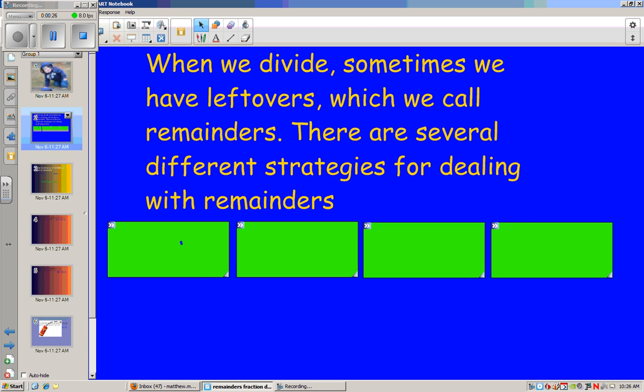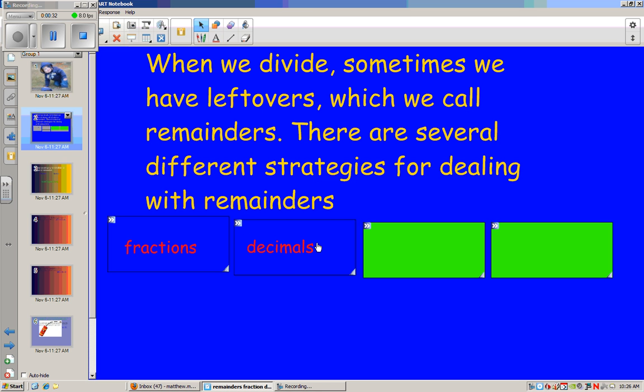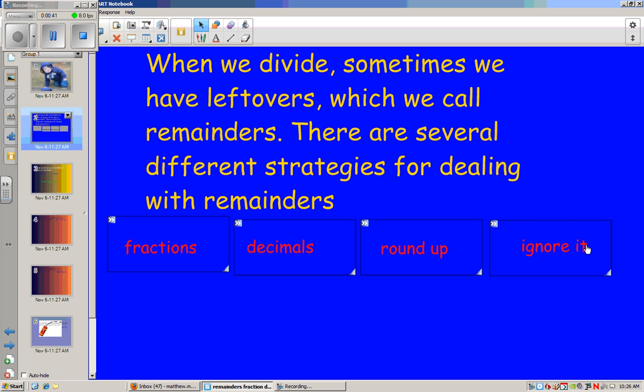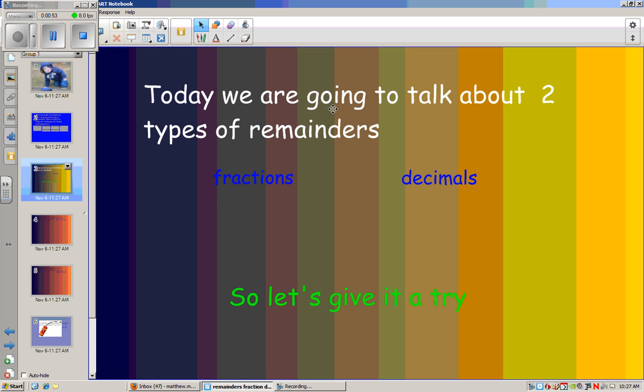We can, let's see, we can put them as fractions. We could also put that remainder as a decimal. We could round up and get rid of the remainder, or we could just ignore the remainder totally. And depending upon what type of problem it is, that's going to help us determine what we want to do with the remainder. Today we're going to talk about two types of remainders, fractions and decimals. So making our remainder a fraction or a decimal.